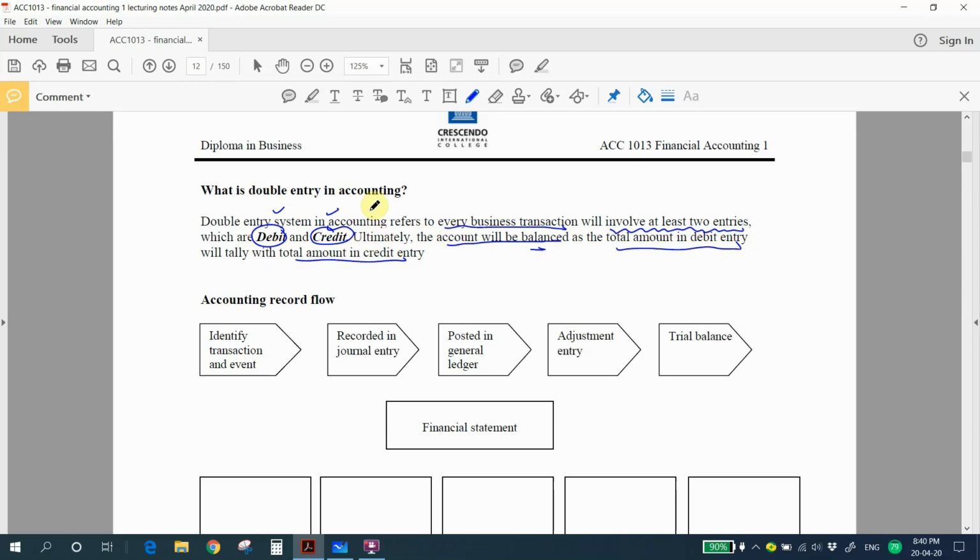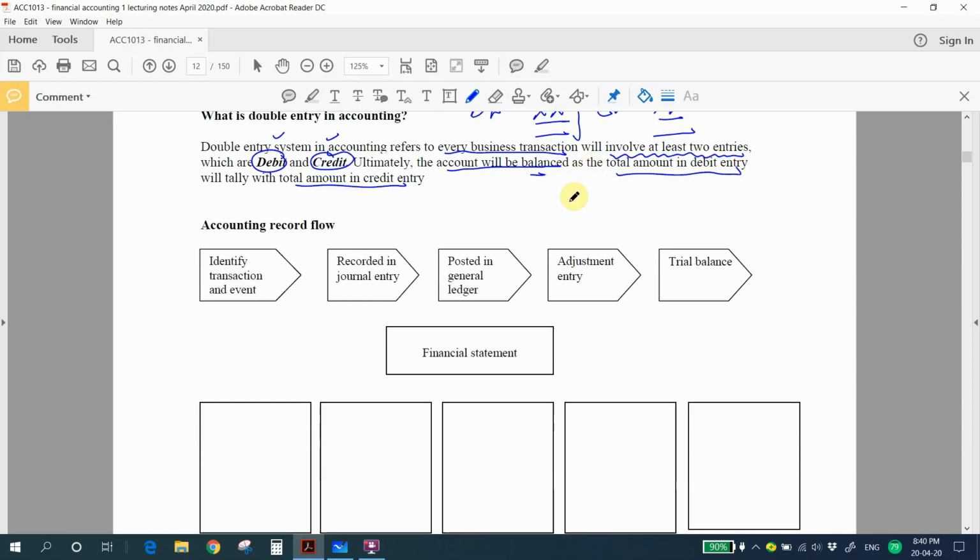So what is this paragraph trying to say? It means that every business transaction will have debit and credit. The amount of the debit and credit will be the same. So because of this duality concept, at the end of the day, the total debit will equal the total credit. I will explain this in detail later.